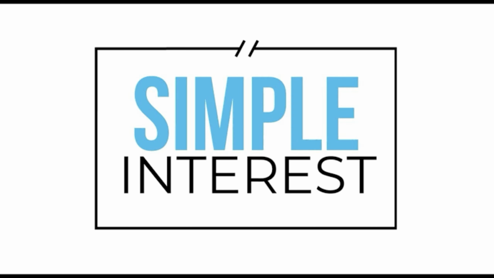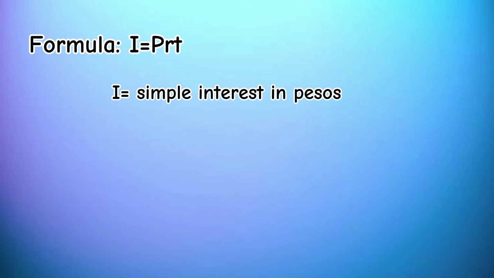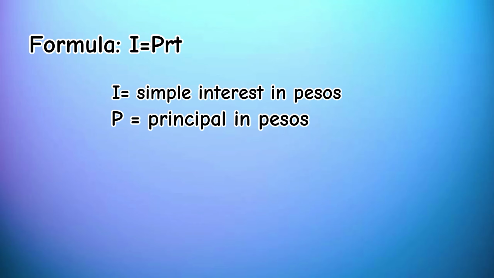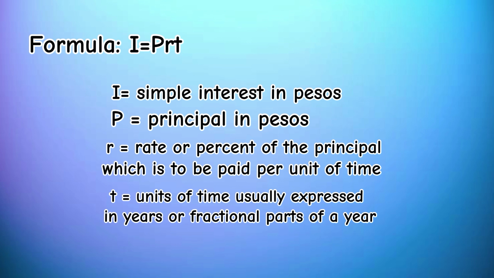Simple interest. The simple interest is a way to calculate the interest charged or earned on a principal amount over a period of time. And these are the formula of simple interest. I equals simple interest in pesos. P equals principal in pesos. R equals rate or percent of the principal which is to be paid per unit of time. T equals units of time usually expressed in years or fractional parts of a year.